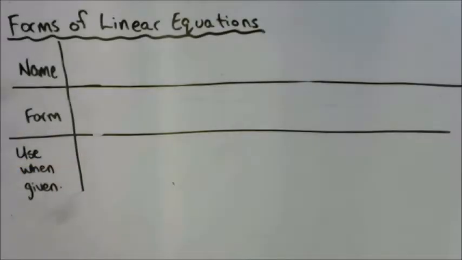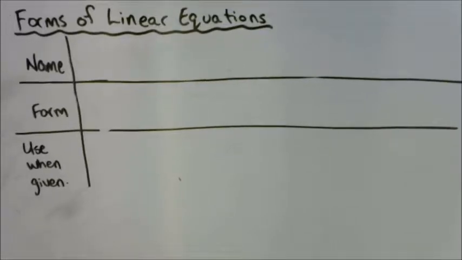Alright, lesson 2.4 is all about equations of lines and working with different forms of linear equations. And so I have a little grid here. Please copy it down. We have the name of the type of form and then the form itself, and then we're going to do a couple notes on when to use each form.